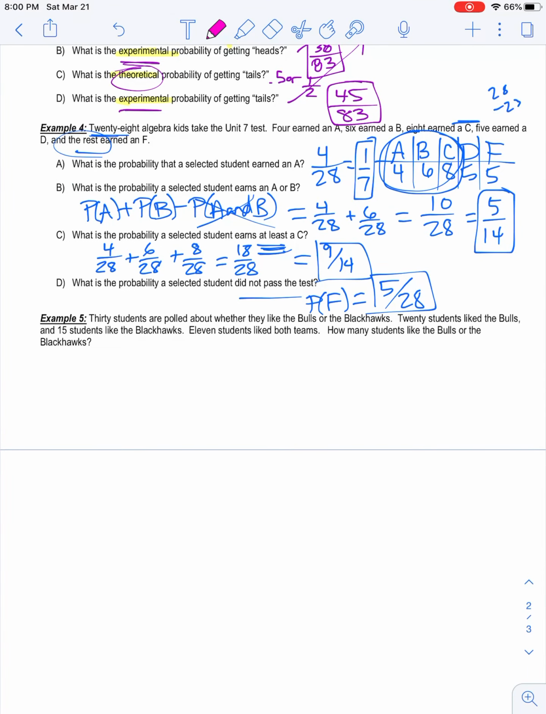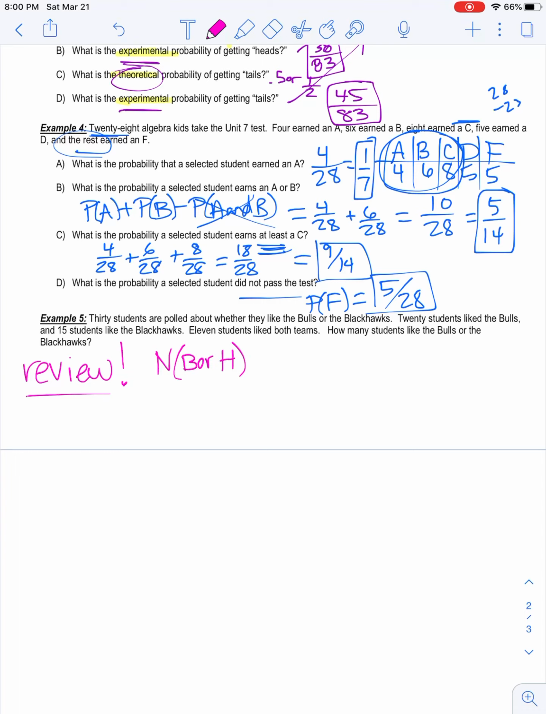All right, last example. 30 students are polled about whether they like the Bulls or the Blackhawks. 20 students like the Bulls, 15 like the Blackhawks, 11 like both. How many students like the Bulls or the Blackhawks? This is not even asking for a probability. So this is all review of last week when we did the addition rule and when we did Venn diagrams. So I'm basically just looking for the number of students who like the Bulls or the Blackhawks.